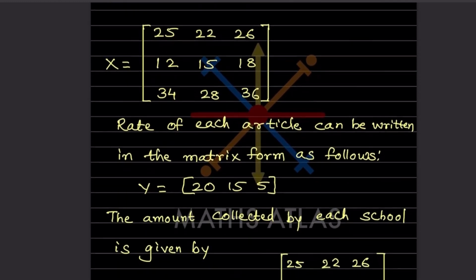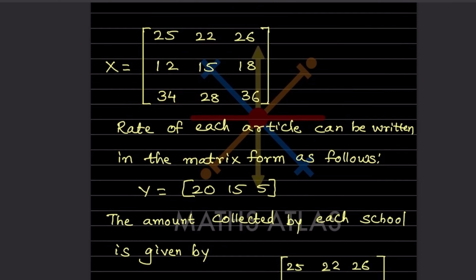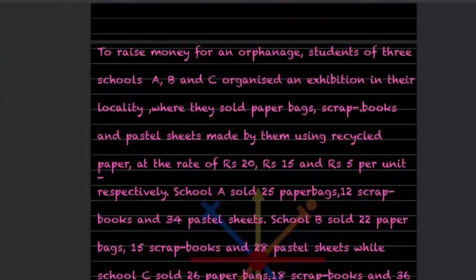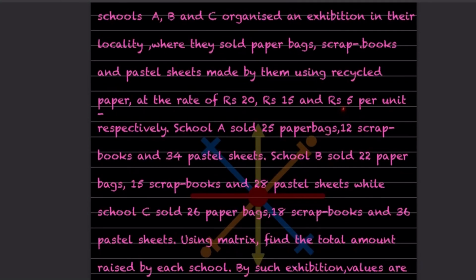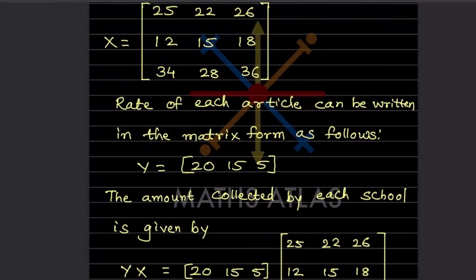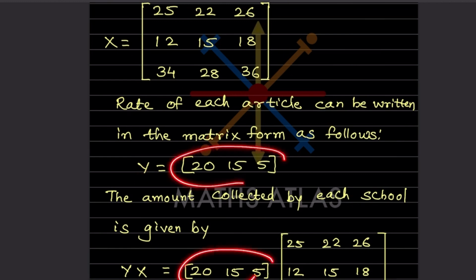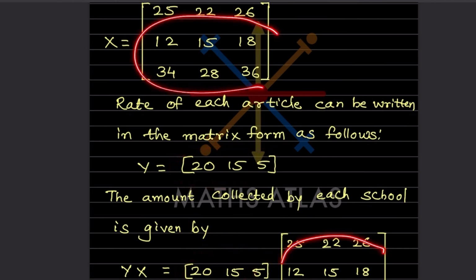So rate of each article can be written in the matrix form as follows. The rate is given as 20, 15 and 5. Can you see here 20, 15 and 5? The rate is given. So here we can consider this as Y. The amount collected by each school is given by, we can put it as Yx. So this Y we will put over here and this X whole thing we are going to put over here.